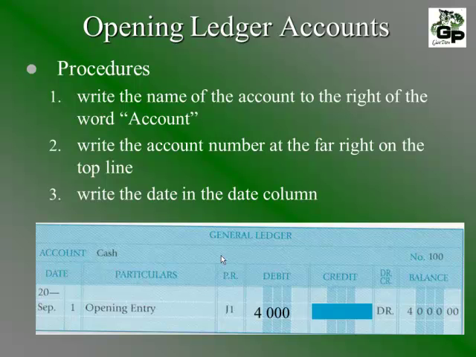Here are the procedures involved in opening ledger accounts. You write the name of the account to the right of the word account. So we can see here for the cash account, right next to the title called account, we write cash. Then over on the far right, we write the account number, in this case 100. Then we write the year, the month, and the particular day of the month underneath the date column.